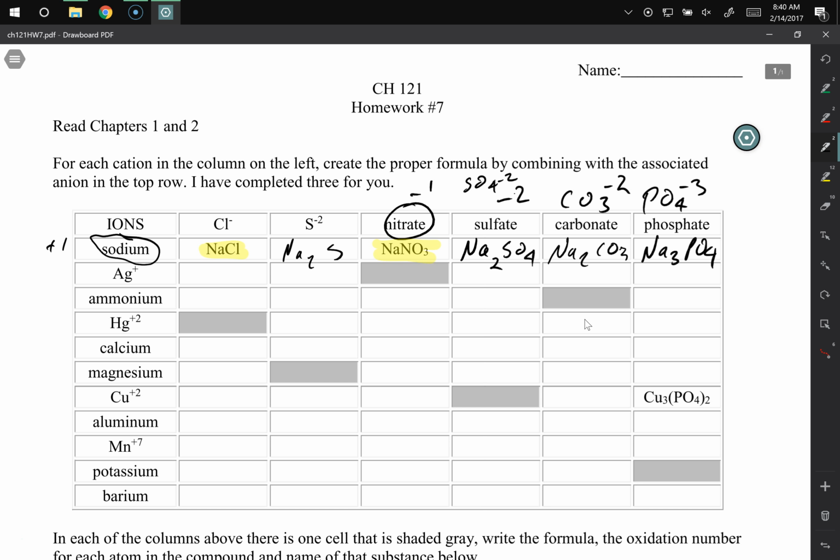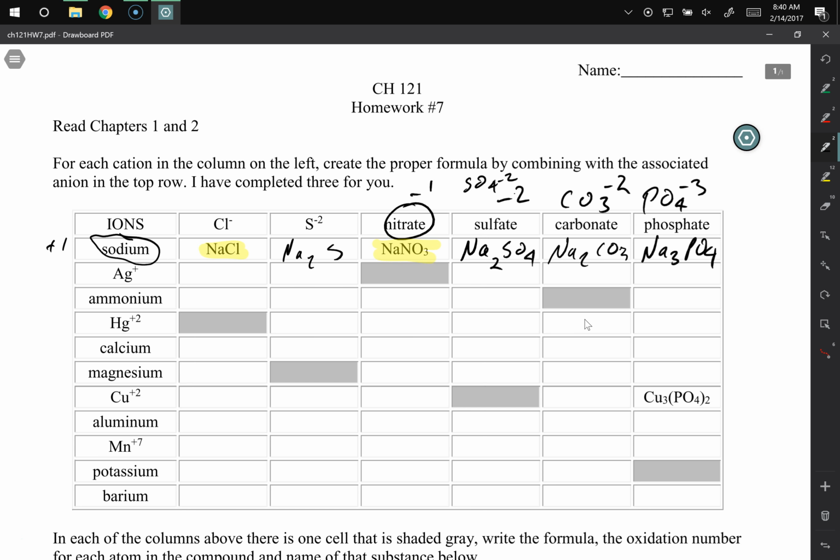Sodium sulfide, right? Because this one over here is sodium sulfate. So these two things have different names because this is just a negative charge. And if it's just a negatively charged anion, not a polyatomic ion, what do we do to the suffix? Change it to ide. So this goes from sulfur to sulfide.